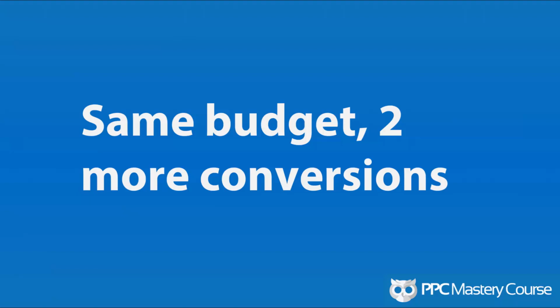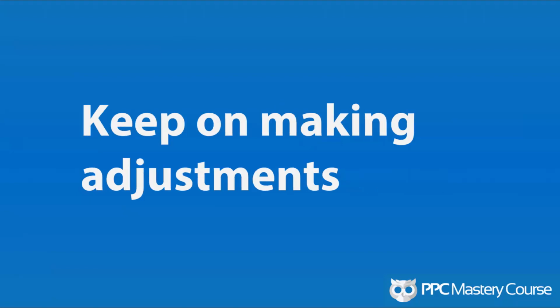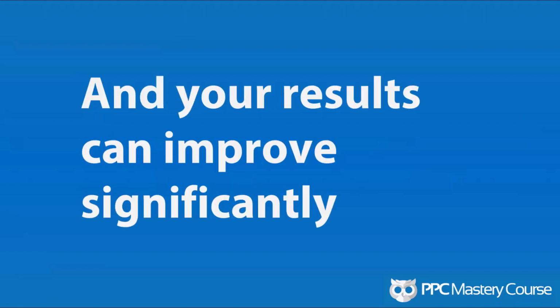And so that's what you need to do. You need to be very clear with what your objectives are. You need to make sure you're measuring your objectives by having conversion rates turned on and the ability to track conversions. And then you make adjustments based on what's working. And you keep on making adjustments, and your results will improve significantly.